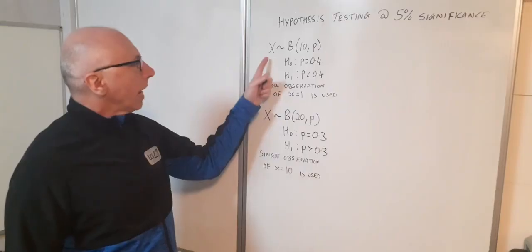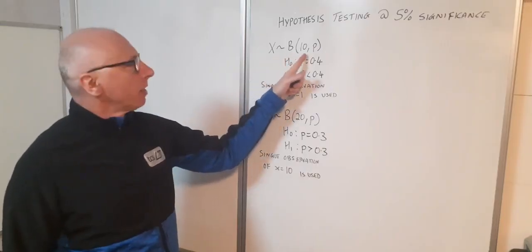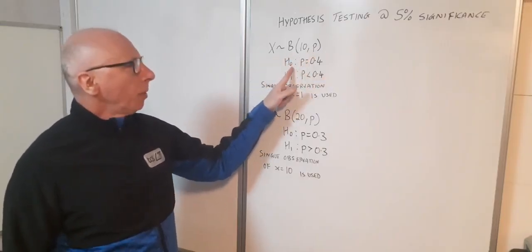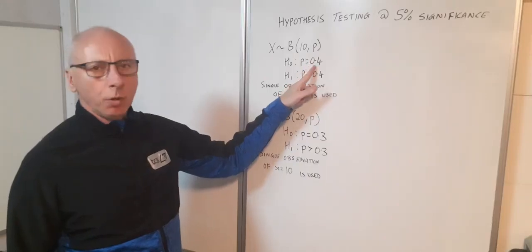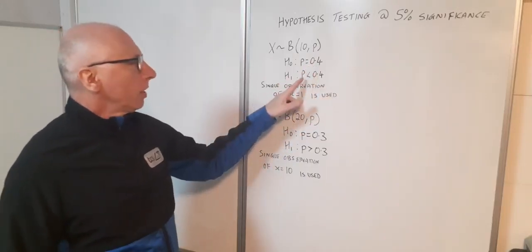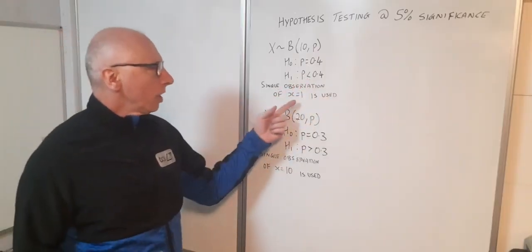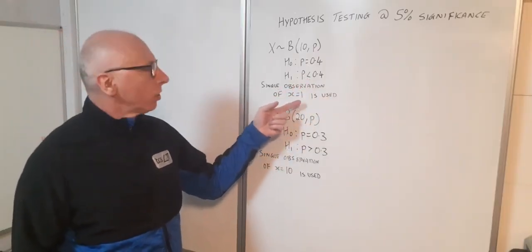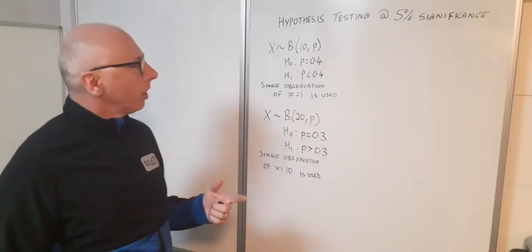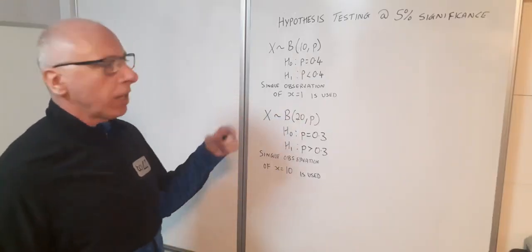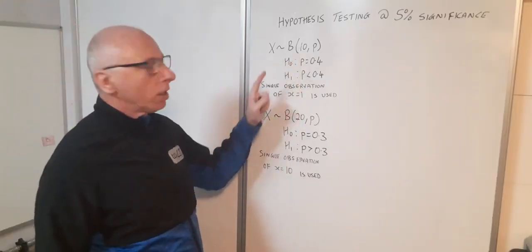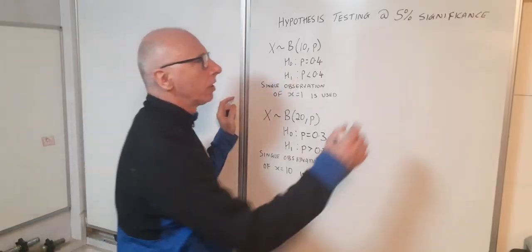So X is distributed binomially (10, p). The null hypothesis is that the probability is 0.4. The alternative is that the probability is actually less than 0.4. So they've used an observation at X equals 1 to try and work out what's going on. First of all, I'm going to do a sketch of this distribution using the information we've got.